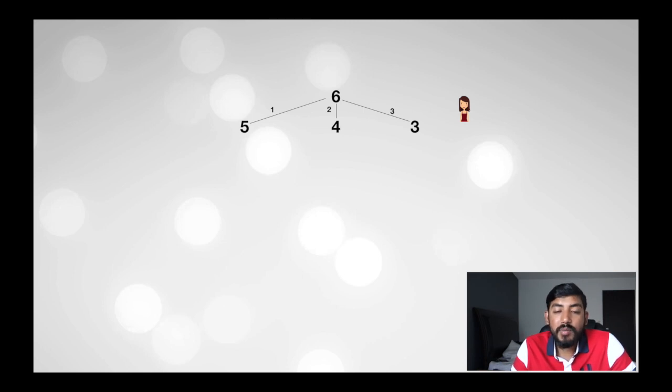Now it is Bob's turn. When it comes to Bob, for 5, there is only one factor, which is 1, so he has to choose 1, so he doesn't have an option. But if we got 4, then he has two options.